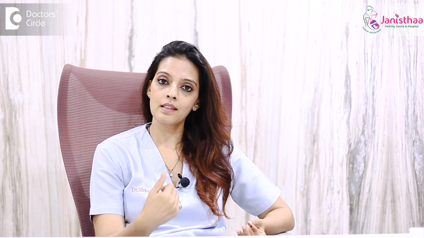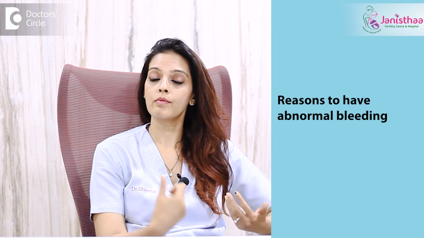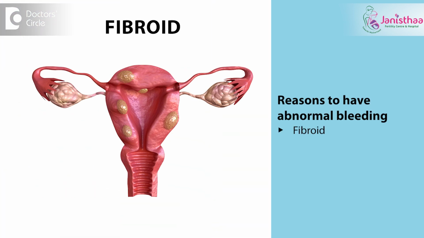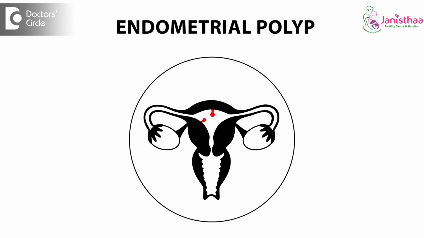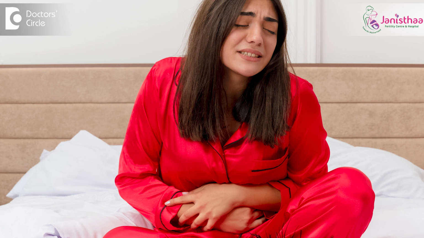Now, what are the reasons to have abnormal bleeding? The first and foremost would be the presence of a fibroid or an endometrial polyp in the uterine cavity. An endometrial polyp is an extra growth present in the lining of the uterus. When this is present, people generally have excessive bleeding.